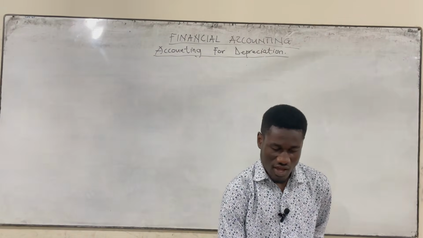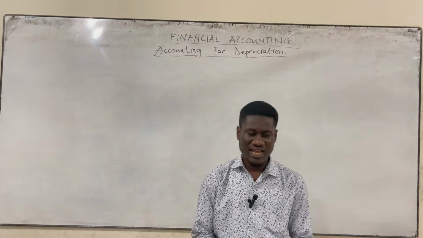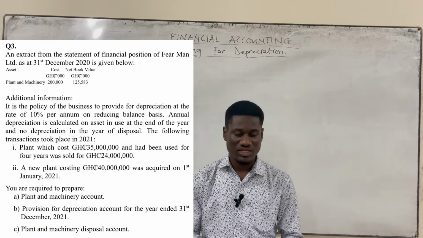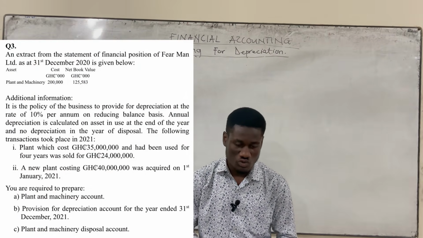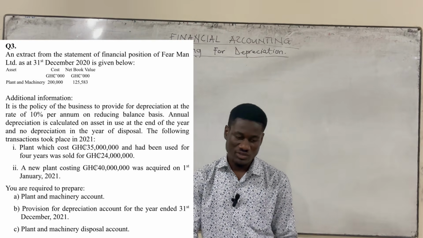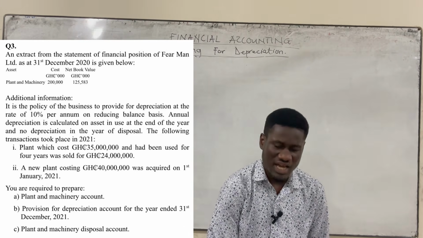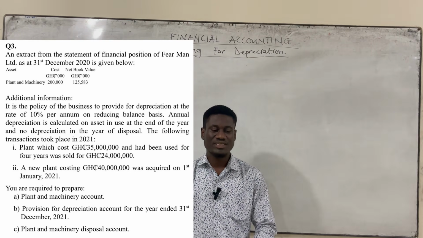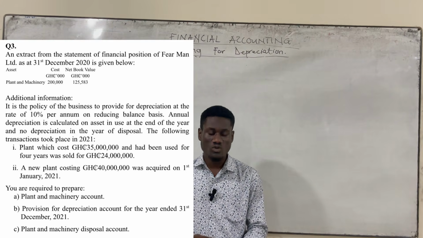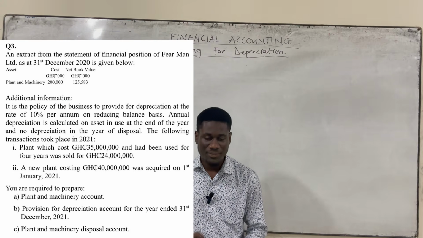So with this question we have here, it says an extract from the statement of financial position of Fairman Limited as at 31st December 2020 is given below. We have the assets, the cost, and the net book value. The asset here is plant and machinery. The additional information is it is the policy of the business to provide for depreciation at the rate of 10% per annum on reducing balance basis.